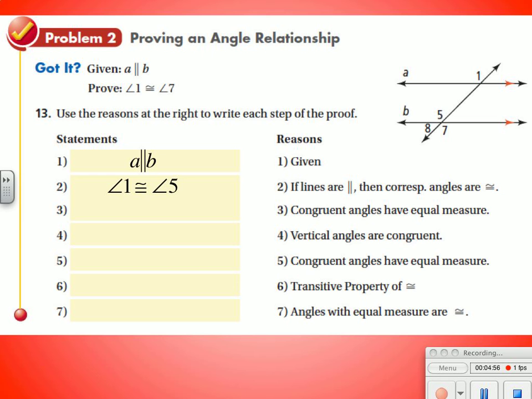Congruent angles have equal measure. This is a common thing in proofs. If you say two things are congruent, you're usually saying that to say that their measures are equal. So the measure of angle 1 equals the measure of angle 5.